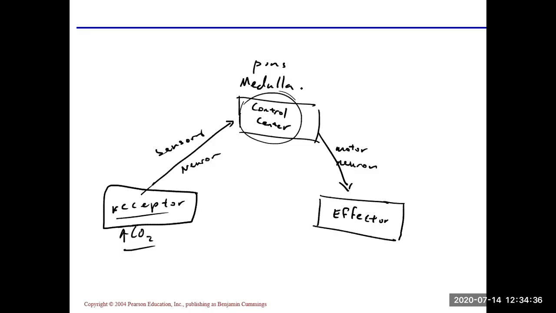Pons and, most importantly, the medulla oblongata. The majority of the control centers are there. Well, you might say, wait a minute, I thought the receptors were there. Yes, the receptors are there, but they can sense things and bring information to the control center, to the brain, inside of the medulla. Those receptors happen to be outside. All right, so now what? Now, via the motor neuron, information is going to exit and reach the effector. Effectors were muscles and glands.